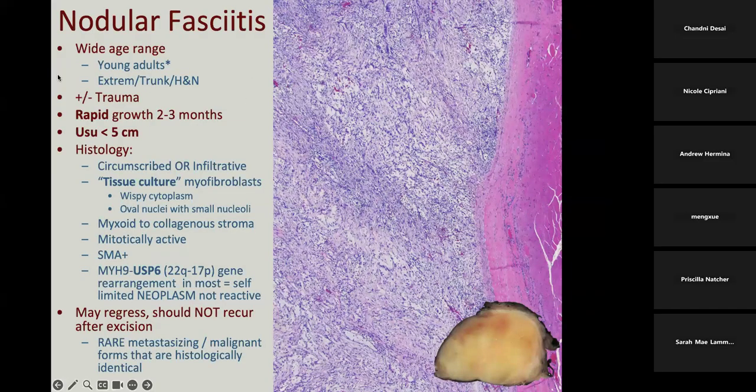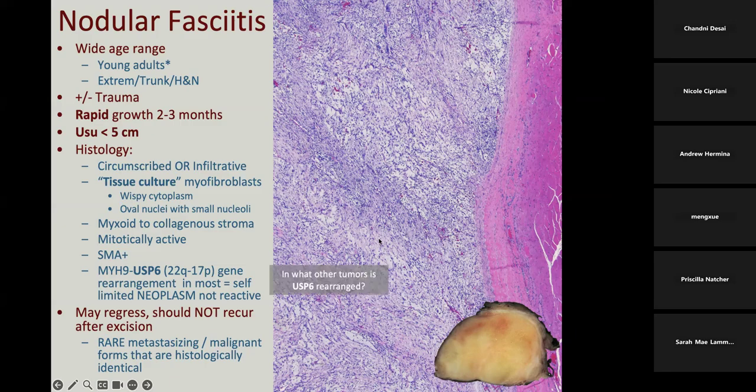All right, so one tumor that we always need to think about, because if you don't, you'll never diagnose it, but if you do, you'll often be right, is nodular fasciitis. So usually rapid growth, usually over the course of 2 to 3 months, sometimes with pre-existing trauma, generally smaller than 5 centimeters. This can be circumscribed or infiltrative. It generally has this wispy tissue culture myofibroblast appearance. It can be highly mitotically active because it is rapidly growing, and is related to USP6 gene rearrangement.